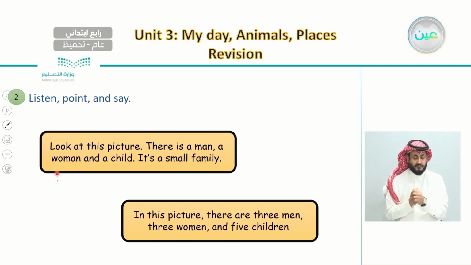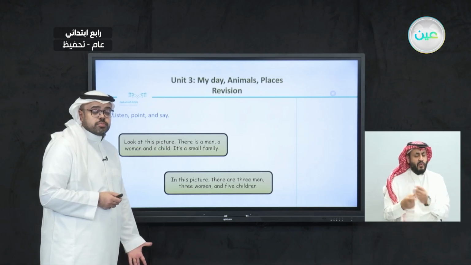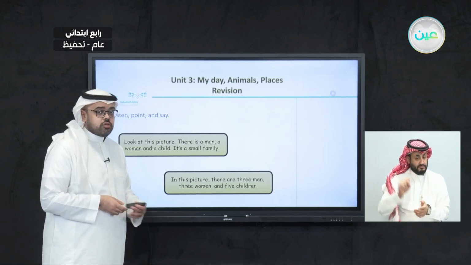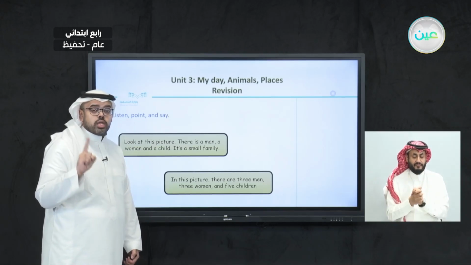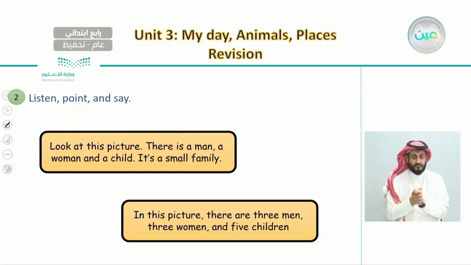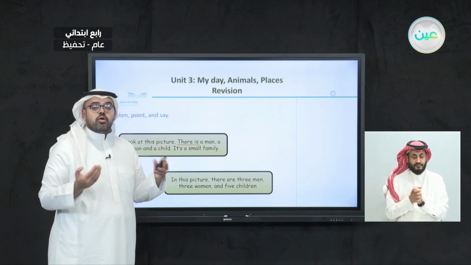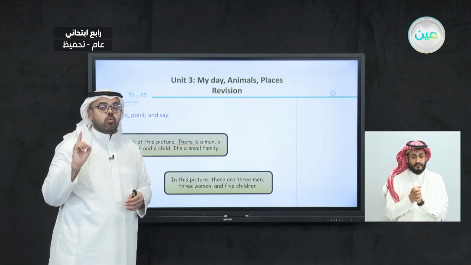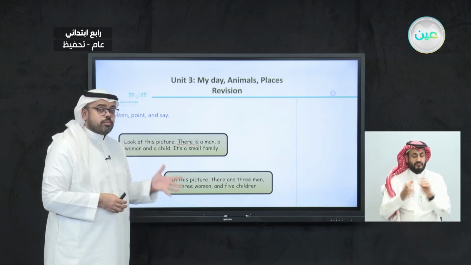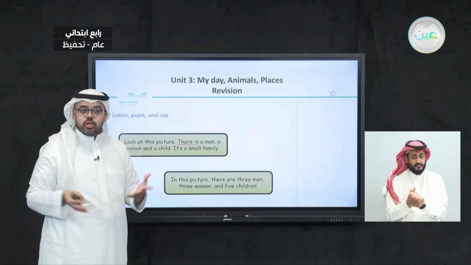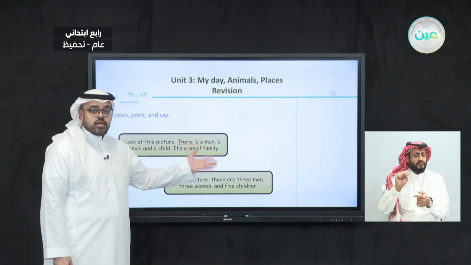Look at this picture. There is a man, a woman, a child. It's a small family. When we talk about the first picture, we use there is because we're talking about only one person. There is a man, only one man. There is a woman, only one woman. There is a child, only one child. So when we're talking about only one person or one thing, we say there is.